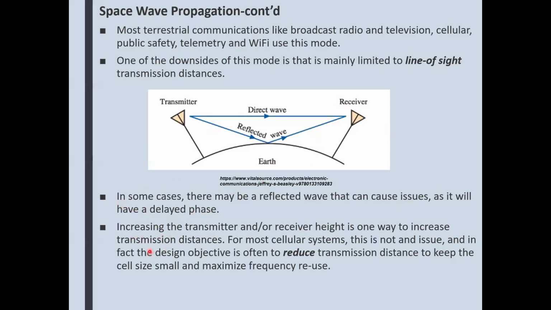Increasing the transmitter and/or the receiver height is one way to increase the transmission distances, right? Because Earth is not flat. Write it down. For most cellular systems, this is not an issue. In fact, the design objective is often to reduce transmission distance to keep the cell size small and maximize the frequency used. So yeah, do that. Read that a few times.